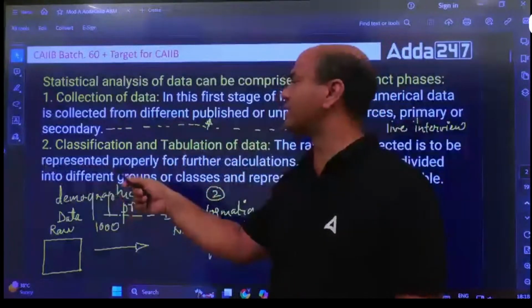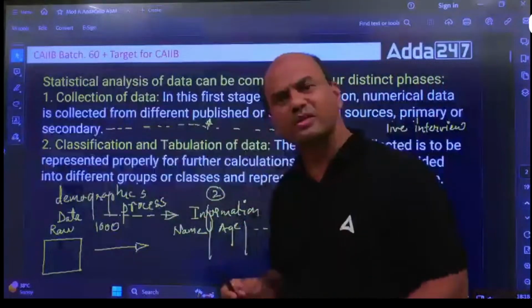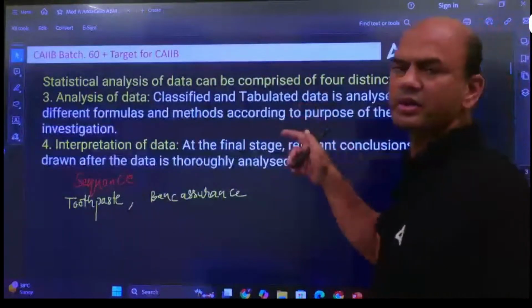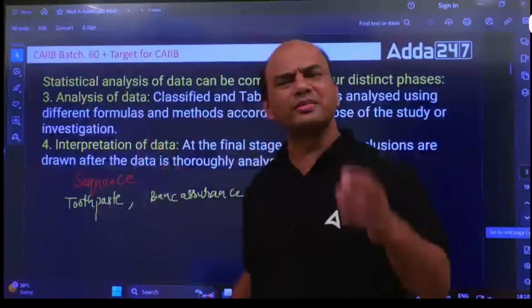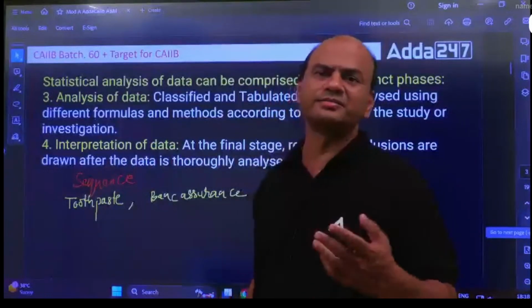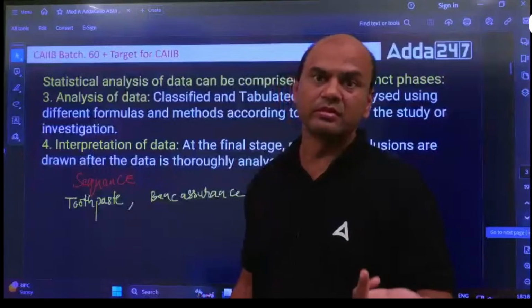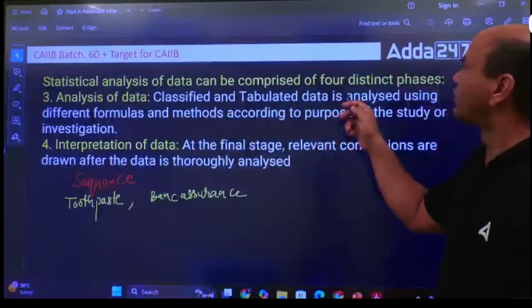Collection of data will be there. Classification, tabulation will be there. Then they'll give you something wrong. They won't give you all the 4. Something will be different over here. Okay? So instead of analysis of data, they'll give you something different, like posting the data on the website. It's not a part, right? So this is four distinct phases.